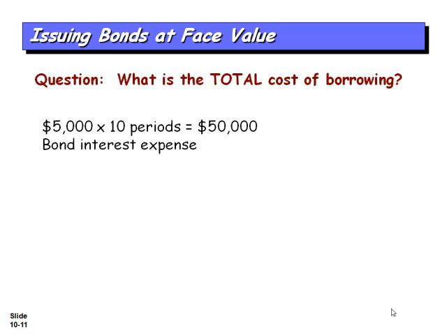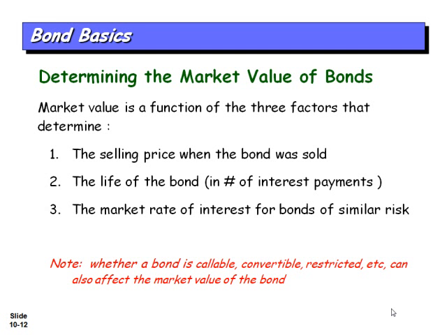Okay, so what is the total cost of borrowing? They're going to pay $5,000 out every 6 months for 5 years or 10 periods. $50,000 is what this bond cost them. Ouch.